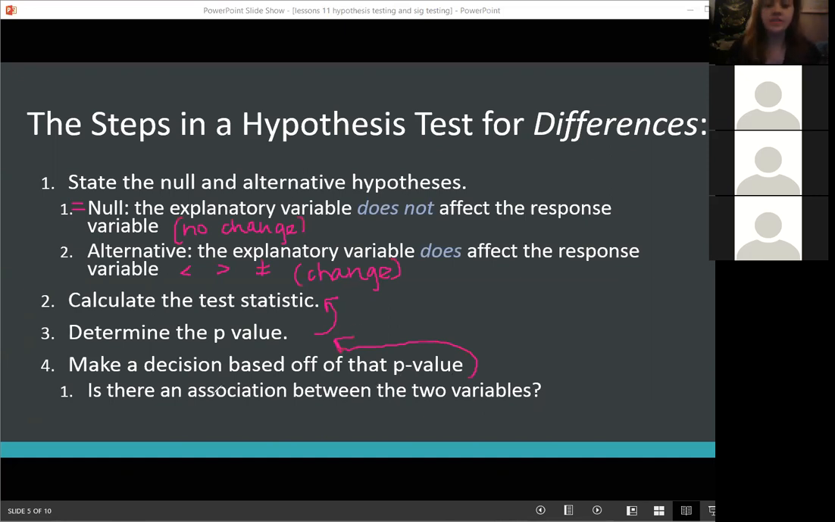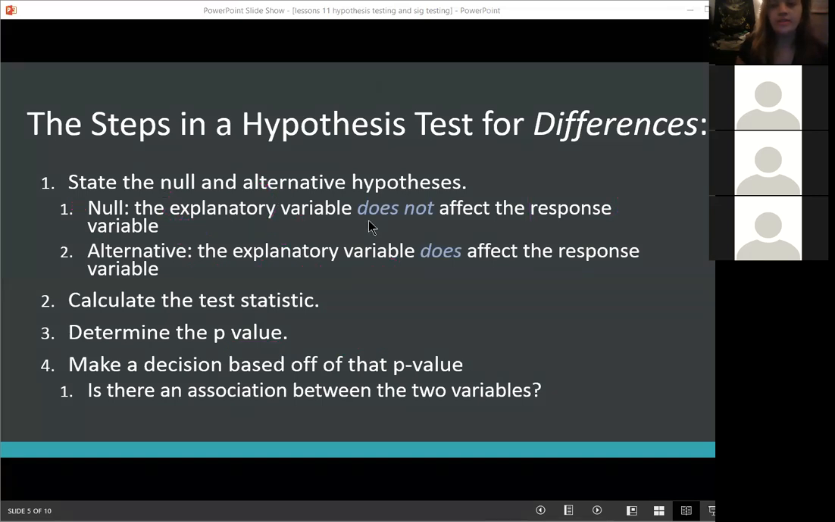Your decision is basically saying, is there an association between the two variables? Remember, as you see up here, we're talking about our explanatory variable and our response variable. So we're trying to decide if there's an association. Depending on our p-value, that's going to tell us if there's an association or not, which is why we use that p-value to make this decision. So that's an overview of hypothesis testing.